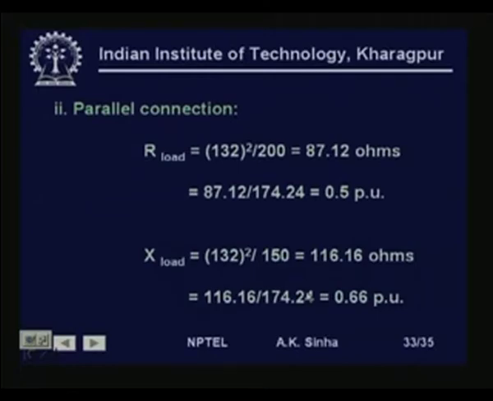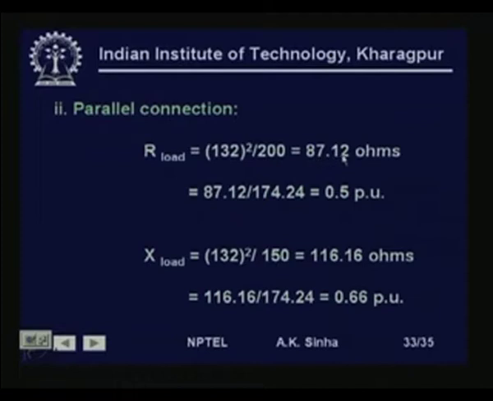If we take the parallel combination, again we can find the value of the resistance part, which is kV square divided by P. That comes out to be 87.12 ohms, which in per unit comes out to be 0.5 per unit. The reactive part can also be found in the same way, V square by Q, which comes out to be 116.16 ohms, which is 0.66 per unit.